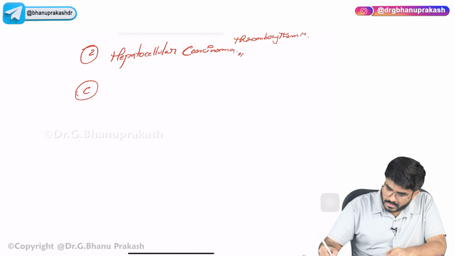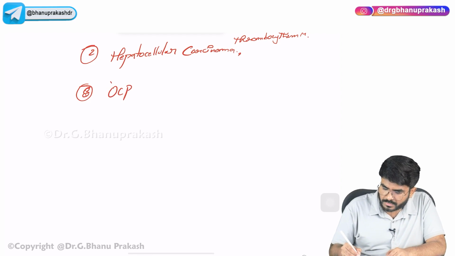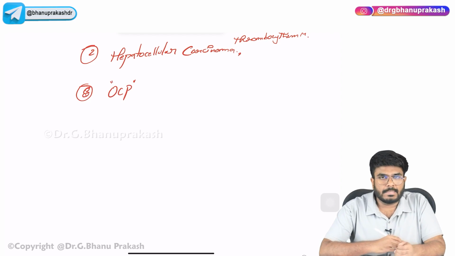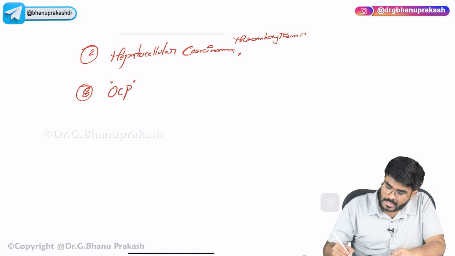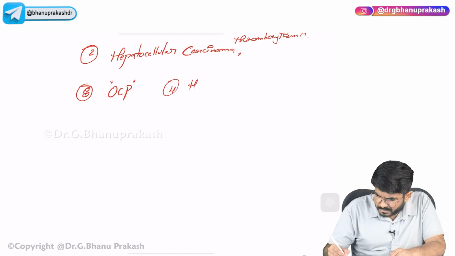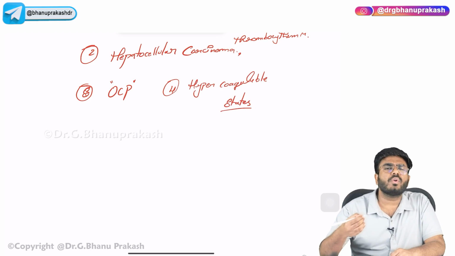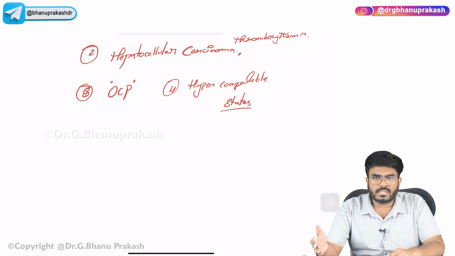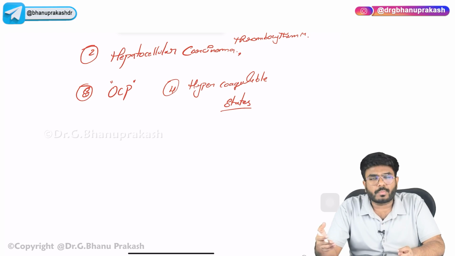Next, okay guys, the third condition which can lead to Budd-Chiari syndrome is OCPs, oral contraceptive pills, because you know the oral contraceptive pills are nothing but the estrogens. The estrogens can cause hypercoagulable states, and hypercoagulable states can cause hepatic vein thrombosis. That's one possibility, and any other hypercoagulable state, for example nephrotic syndrome. In nephrotic syndrome, there is a loss of proteins, loss of antithrombin III, that can cause the hypercoagulable state. So any hypercoagulable state can lead to hepatic vein thrombosis.